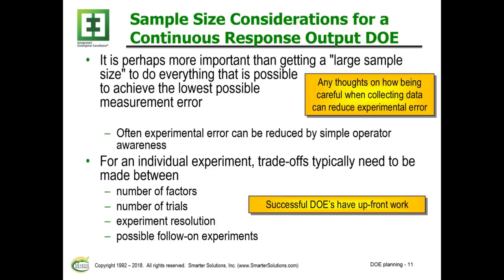For an individual experiment, trade-offs typically need to be made for the number of factors, trials, resolution, and possible follow-up experiments. So we really need to have good up-front work on a design of experiment to decide what we want to do, because a lot of times they're fairly expensive and can take a lot of resources, and we want to do it right the first time.